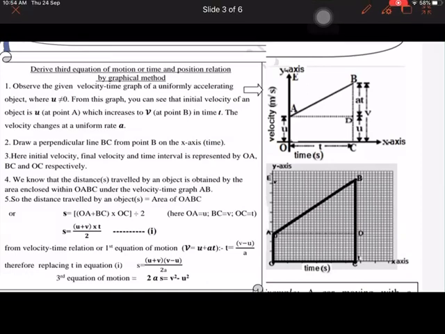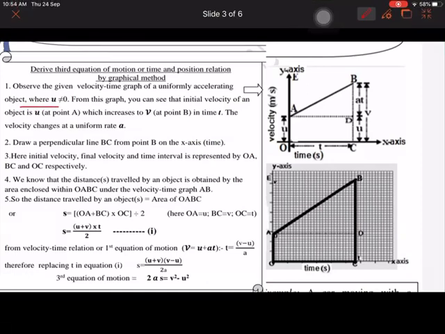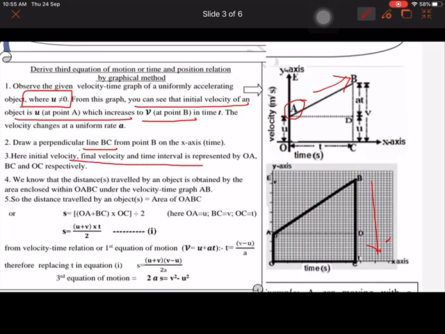In this graph you can see the initial velocity is not 0. The object has initial velocity at point A, which increases to v at point B. Now we draw a perpendicular line BC from point B on the x-axis. Here the initial velocity, final velocity and the time interval are represented by OA, BC and OC.